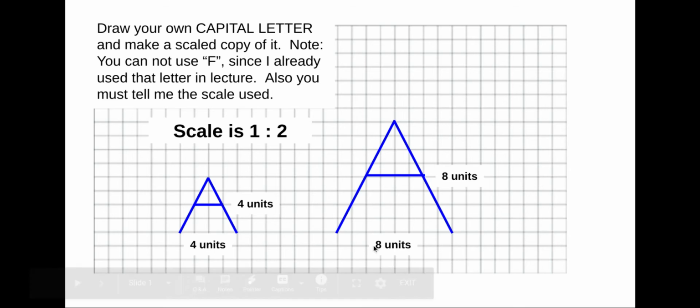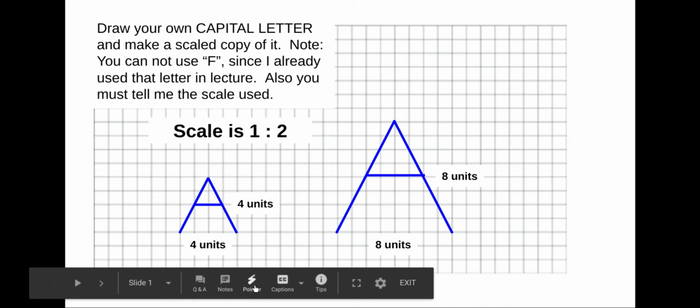For example, if we look at mine here, I'm just changing my point here. My A is 4 units across, 4 units tall. I'm able to pick points, 4 units across, 4 units tall. So if I'm going to use a scale of 1 to 2, where I'm essentially doubling everything, then from here to here is 8 units.